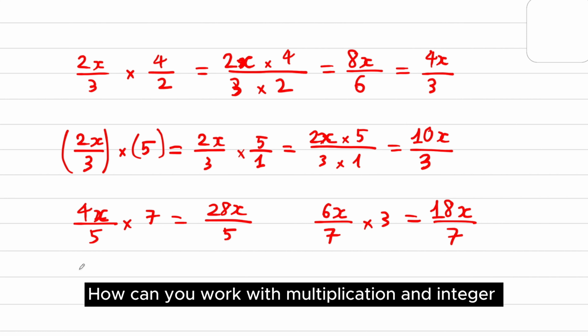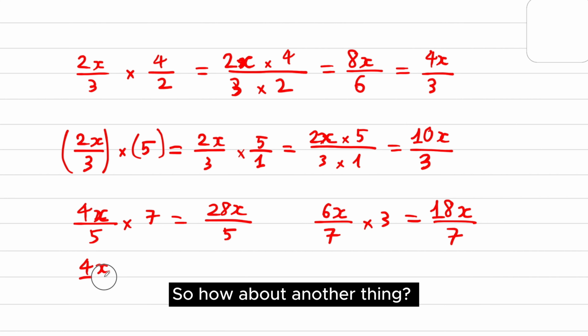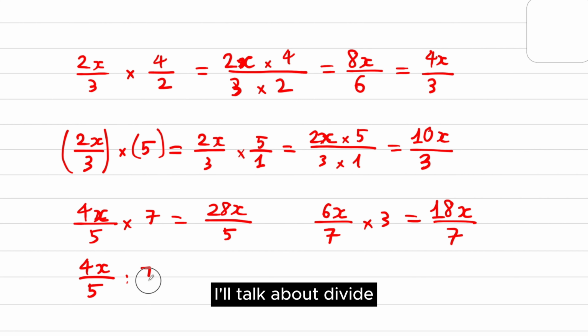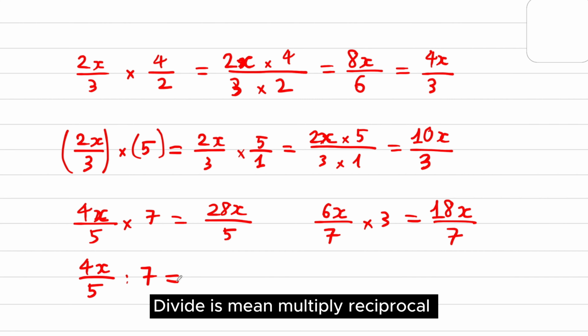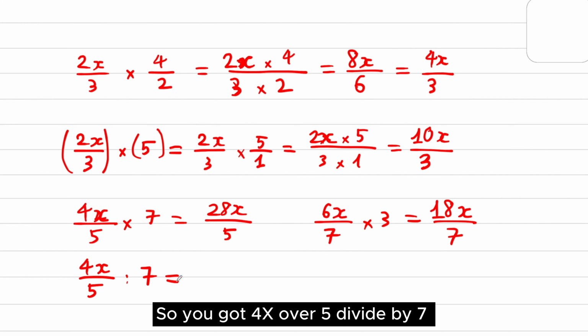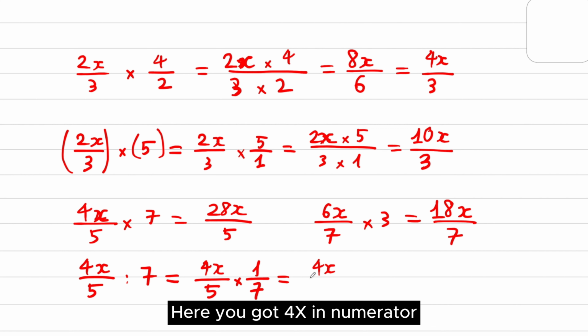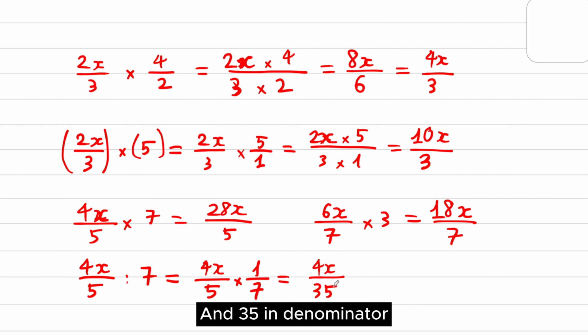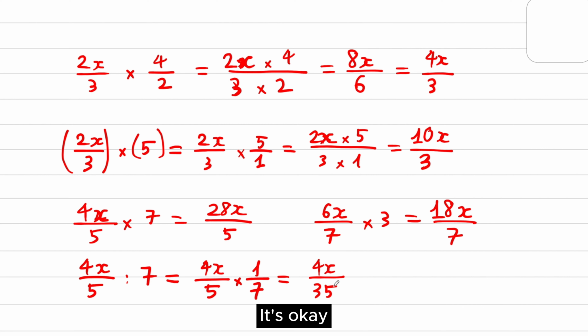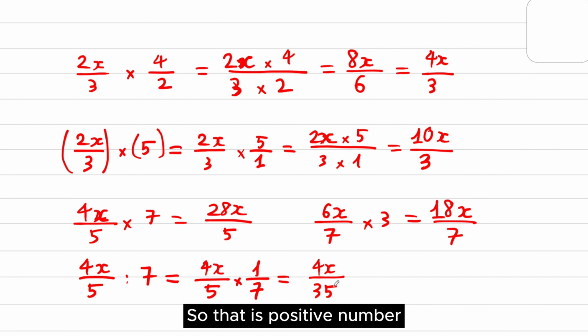Okay, how about another thing? I will talk about division. Dividing means multiplying by the reciprocal. So if you have 4x over 5 divided by 7, it means you have 4x divided by 5 multiplied by 1 over 7. Multiplying by 1 over 7, you get 4x in the numerator and 35 in the denominator. Okay, that is a positive number.